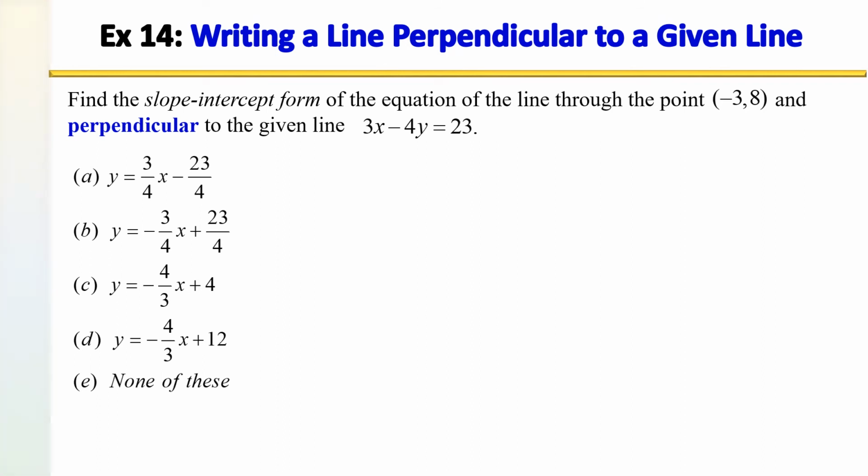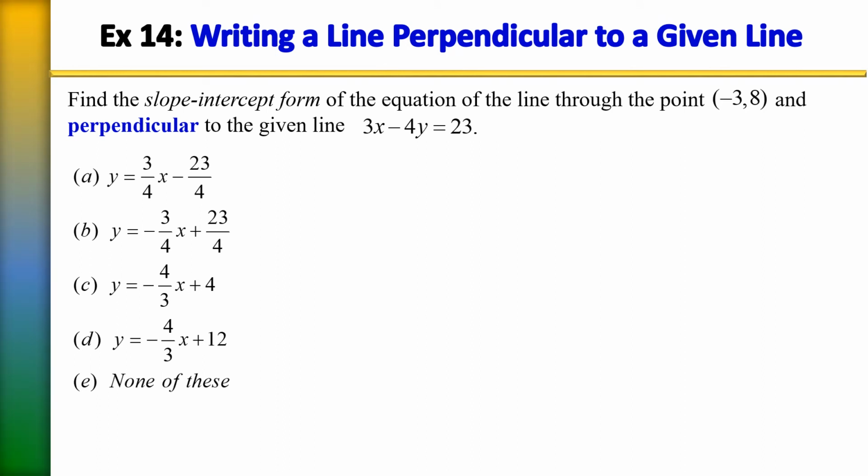In this example, we're asked to find the slope-intercept form of the equation of the line through the point negative 3, 8 and perpendicular to the given line 3x minus 4y equals 23. So recall, to write an equation of the line, I told you that you needed to know two pieces of information. You need to know the slope and you need to know a point. Now we were not given the slope, but we were given a point. So what we need to do is find the slope.